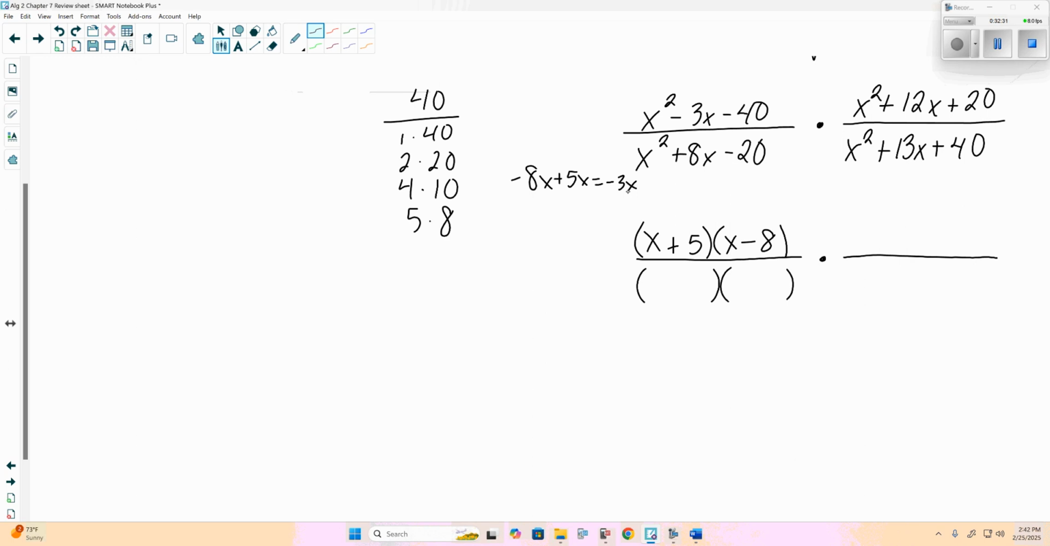On the bottom, x squared plus 8x minus 20. Third term's negative, so our signs are going to be opposite. Factors of x squared are x and x. Now our factors of 20 are 1 and 20, 2 and 10, 4 and 5. Here we're going to want 10 and 2. And if we check this here, x times negative 2 would be negative 2x. 10 times x would be positive 10x. Negative 2x plus 10x would give us our positive 8x.